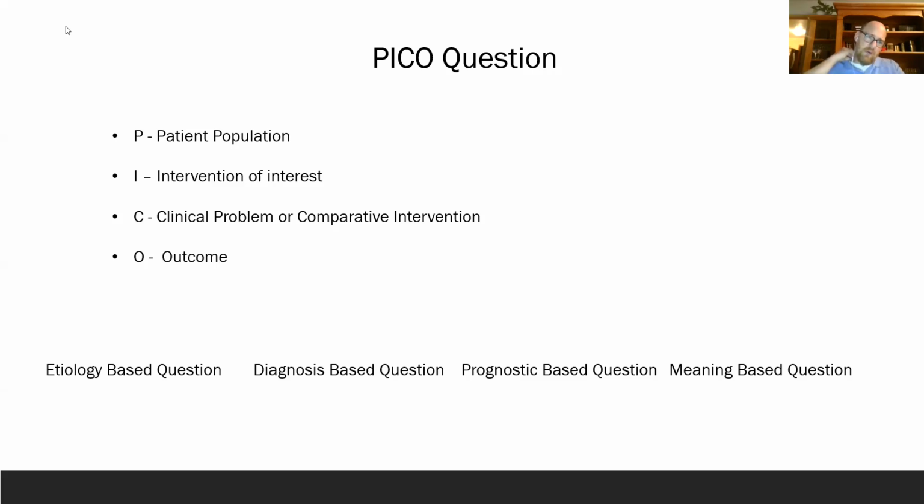So there are different types of PICO questions that can be asked. An etiology-based question. Etiology means the cause of something. So here's an example of an etiology-based question. In collegiate cross-country runners, there's our patient population, does barefoot running versus fully shod running contribute to the prevalence of medial tibial stress syndrome? So there's a question there.